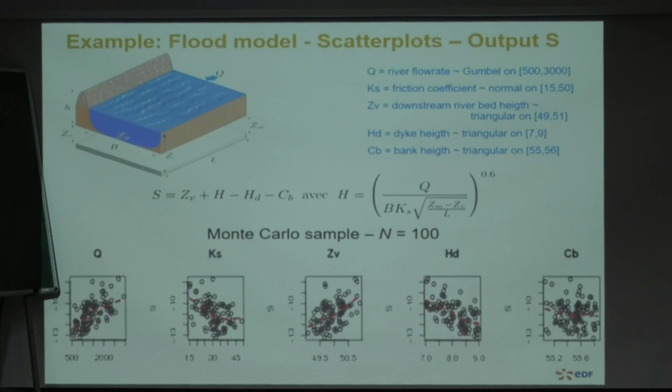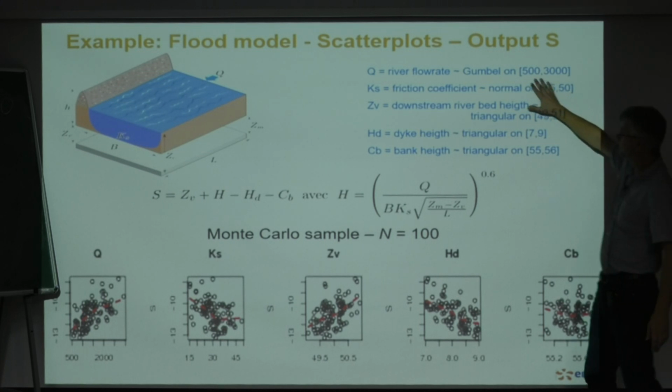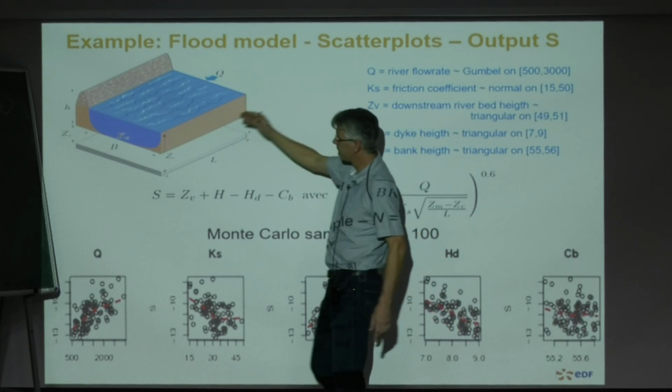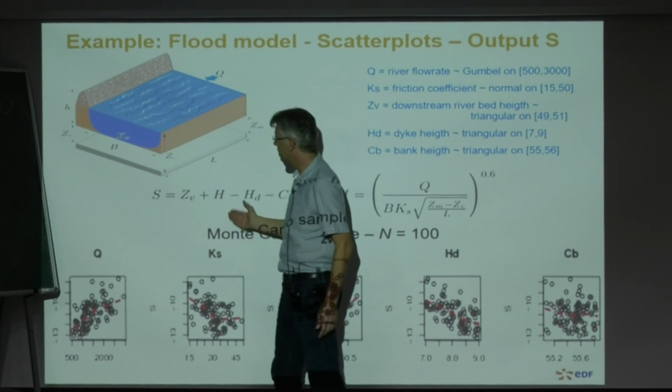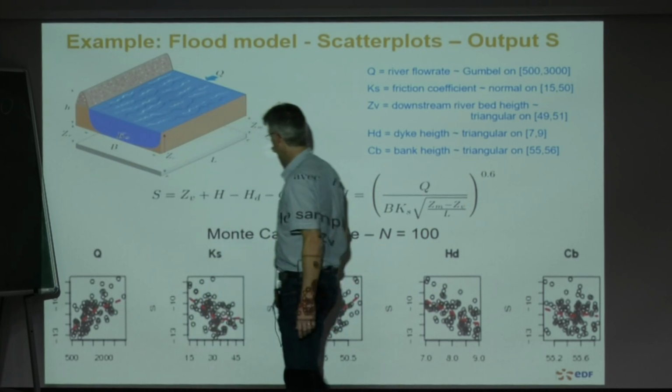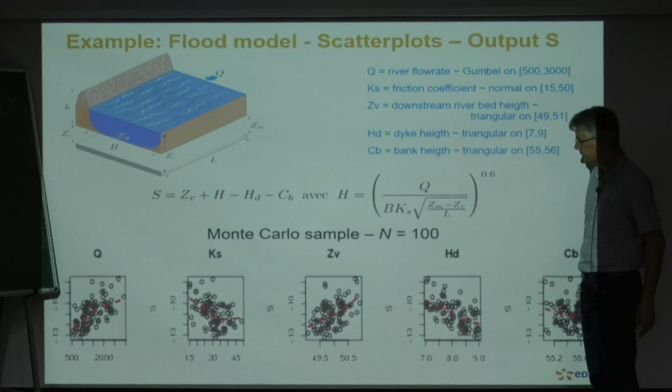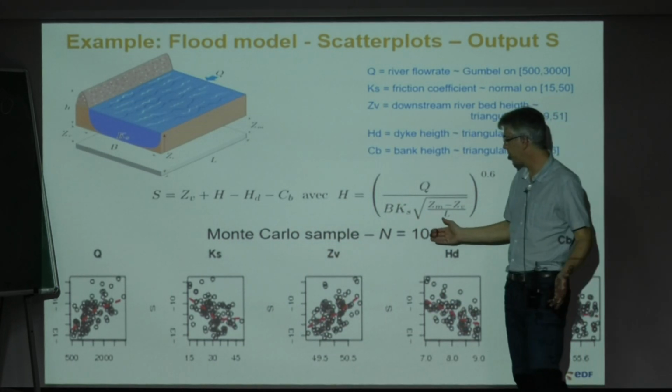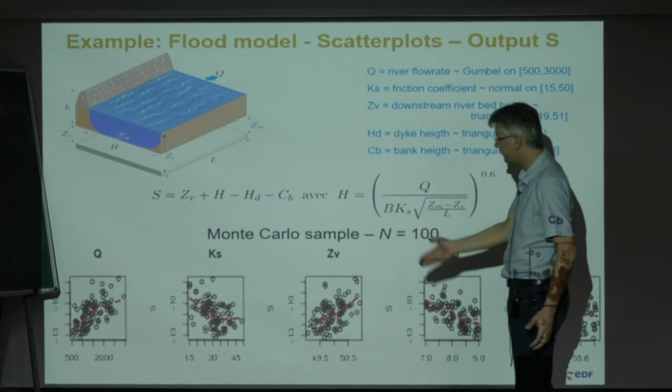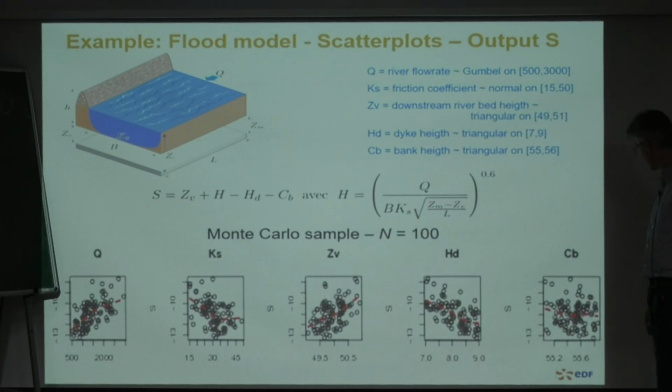I have some examples. Maybe I can just show my little example with 5 inputs. This is the example of the river where I compute the overflow. So with this simple formula, just with a Monte Carlo sample of size 100, I can very quickly get the global trend. So the overflow increases when the flow rate increases. Of course you know this, but you verify.